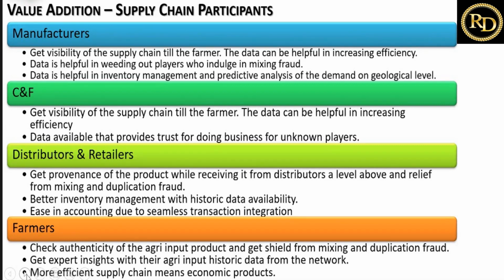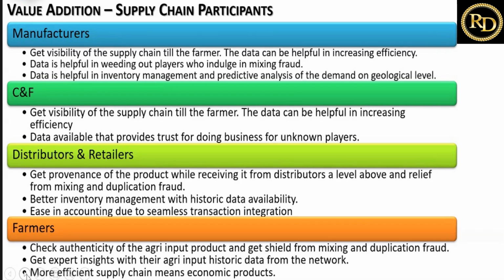I'll talk a little bit more on the manufacturer. So he gets visibility of the complete supply chain till the farmer. Data is helpful in weeding out the players who indulge in fraud. So typically, when somebody is doing a fraud, the manufacturer can always identify and trace it back to those retailers, C&F, or distributors who are doing any sort of fraud. Data is helpful in inventory management and predictive analysis of demand on a geographical level.